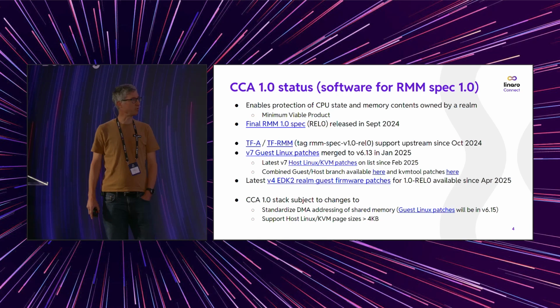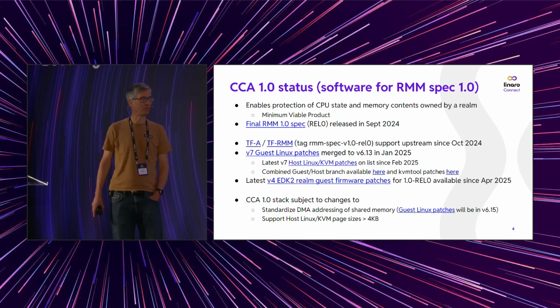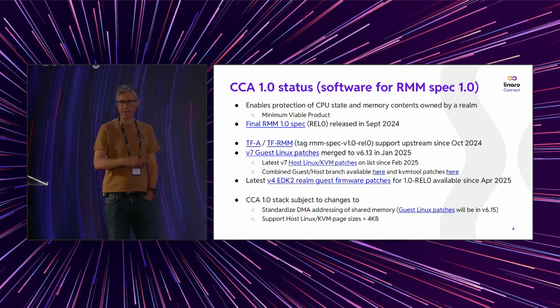The guest Linux patches were merged in January for this in 6.13. The host side patches have been going through quite a lot of rework. We're on V7, I think, is the latest from February. We're hoping that's going to land in the not too distant future, in the next few months. And then there are combined guest host branches available there in the KVM tool patches, which should land shortly after the host patches do. Again, later I'm sure we'll talk about what's happening in QEMU land as well.